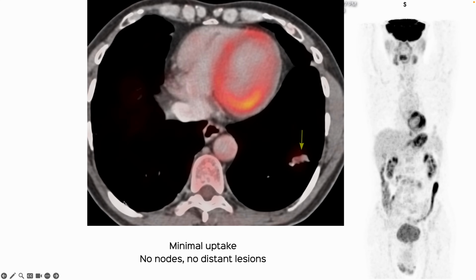PET was done. Those lung window images were from the PET. Minimal uptake. That doesn't change anything. But no nodes, no distant lesions. And so then you could go in for resection right away. Right. That is always an option in a high volume center after a multidisciplinary meeting with everybody on board.